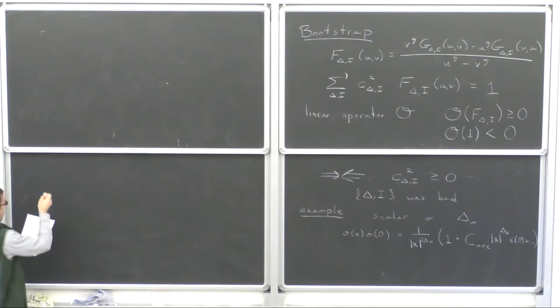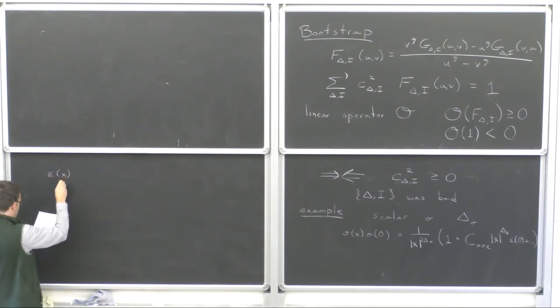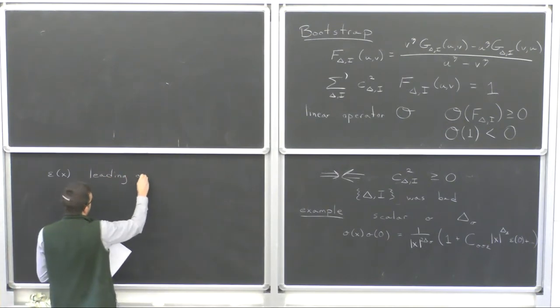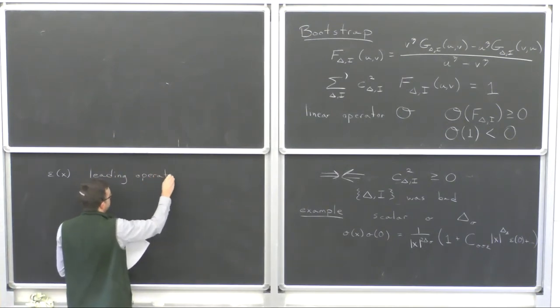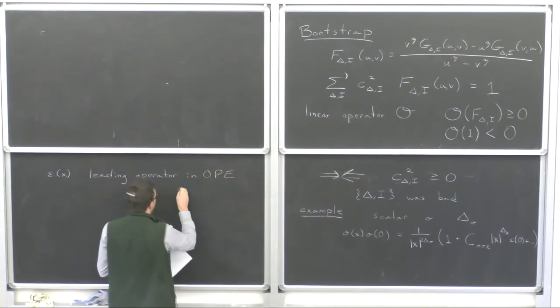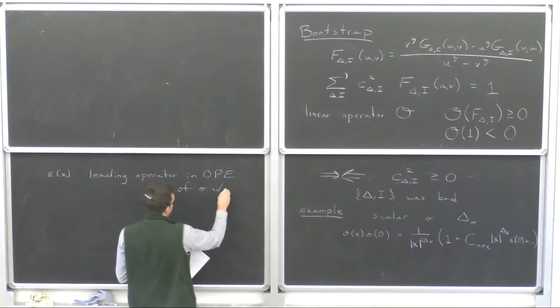All right, so we say that epsilon of x is the leading operator, aside from the identity, in the OPE of sigma with itself.